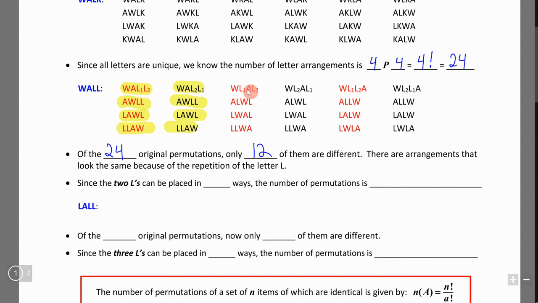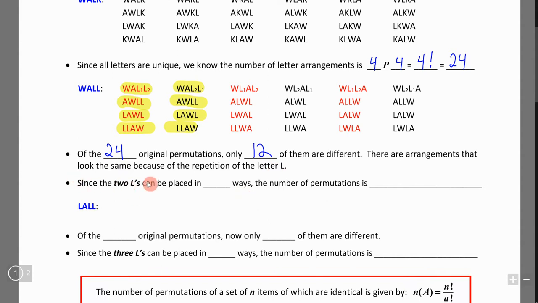I can only count these 4, and I can only count these 4. So really, out of 24, only half of them are different. So really 12 of them are different. Because of the repeating letter L, there are arrangements that look the same.